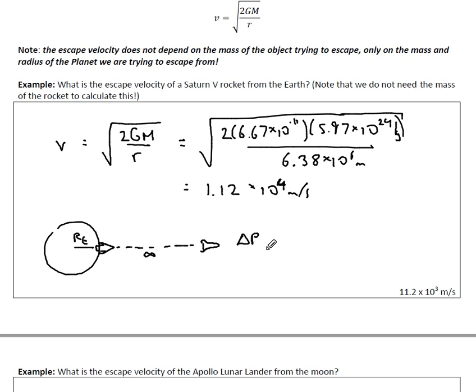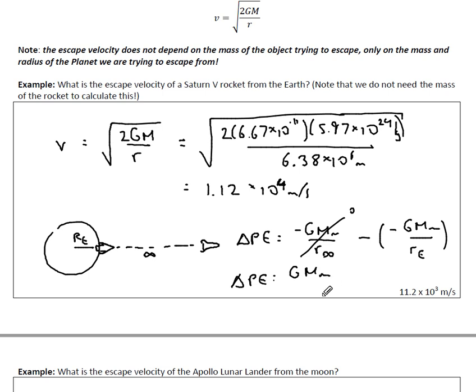So again, delta, the change in potential energy, is negative Gmm over R infinity, which is just equal to 0 minus negative Gmm over the radius of the Earth. So our change in potential energy is just Gmm over the radius of the Earth. So that's how much energy is required.